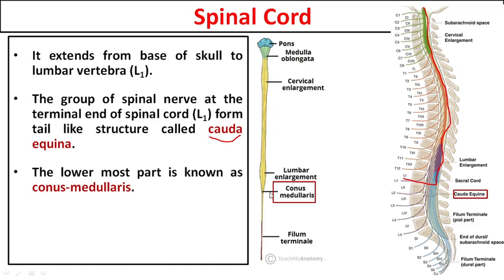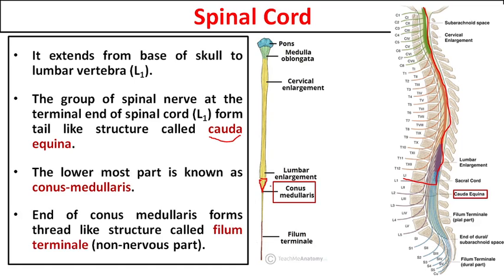The end of the lumbar enlargement is a cone shaped structure. Remember the ice cream cone? Same. A cone-like structure is present here, and this is known as conus medullaris. And the end of conus medullaris forms a thread-like structure, which is seen here, and this thread-like structure is known as filum terminale.